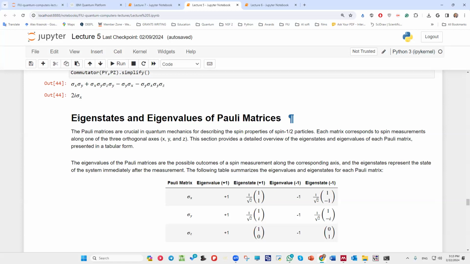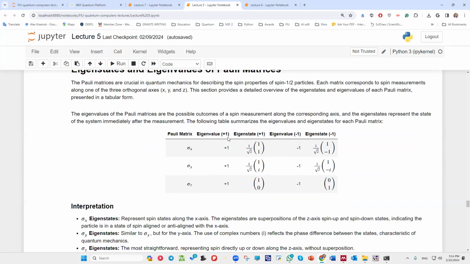A very important point about spin is that it is represented by three operators, sigma x, sigma y, sigma z, corresponding to the three different orthogonal directions in three-dimensional space, and they represent the result of the measurements of the spin in the Stern-Gerlach experiment.